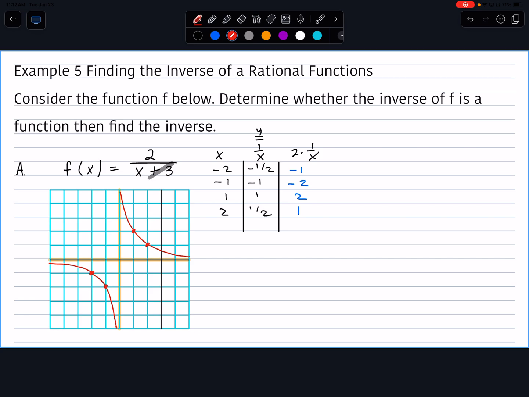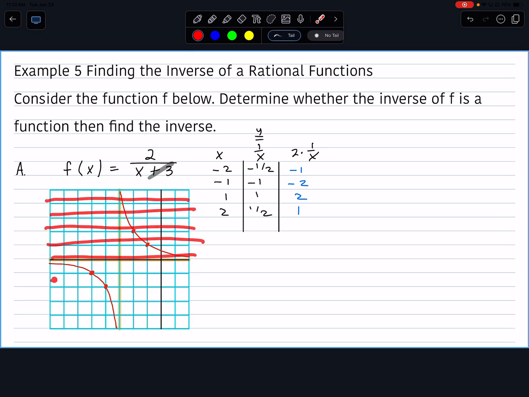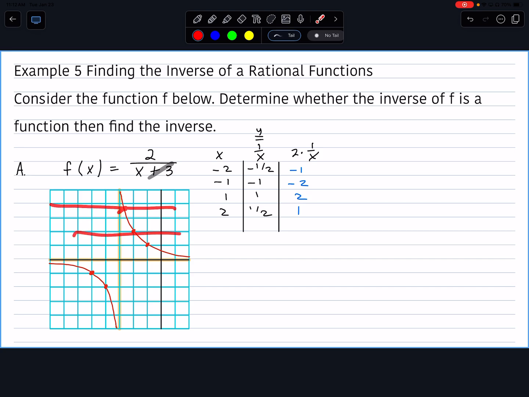If we want to determine if the inverse of a function is itself a function, we do the horizontal line test. Here's what the horizontal line test is. When you have a graph, you just start looking at your horizontal lines. If any horizontal line touches the graph more than once, then the inverse of this is not a function. But notice every single time I touch, it's one place, one place, one place. So this function has an inverse.